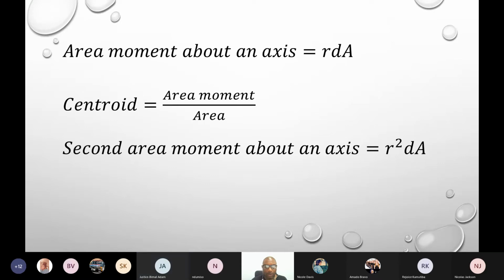So if you're calculating centroid, it's area moment divided by area. And then if you're calculating second area moment, it's R squared dA. So this is what they give you in the formula sheet. They just give you R dA or R squared dA. Now the value of R, you literally have to know it for yourself.